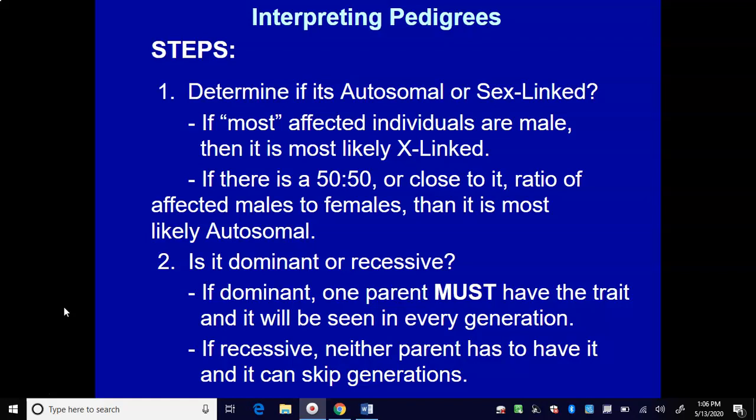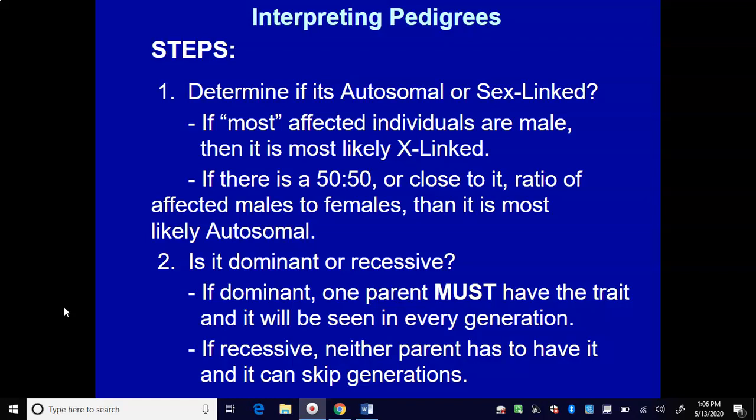So that's going to be important when you have to go back and write the genotypes, because if it's autosomal, you can just use normal letters like capital D, lowercase d as the genotypes. But if it's sex-linked, you have to put the X and the Y and the X and the X, and then put the alleles on the X's. So those are the rules for figuring out if it's autosomal or sex-linked.